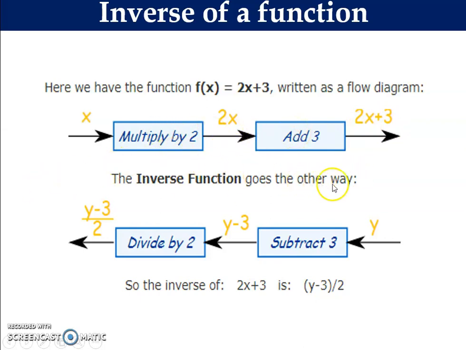Now the inverse function goes the other way. We take y, subtract 3 from y, then divide by 2, and we get (y - 3)/2. So this is the reverse process. We find the inverse of a function. So the inverse of 2x + 3 is (y - 3)/2.